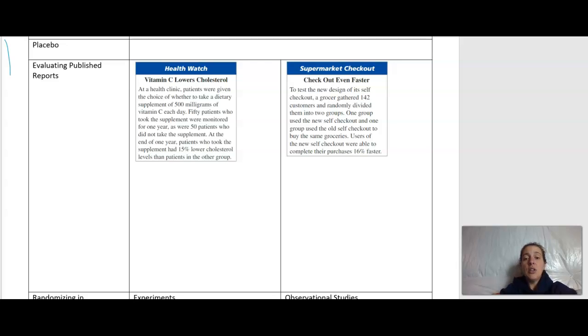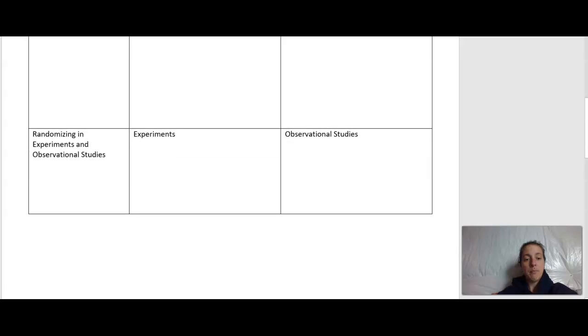Okay, so let's look at this second one. To test the new design of a self-checkout, a grocer gathered 142 customers and randomly divided them into two groups. One group used the new self-checkout and one group used the old self-checkout. Users of the new self-checkout were able to complete their purchases 16% faster. Since we've randomly put people into two groups, that experiment would actually be valid and we would look at those kinds of results.